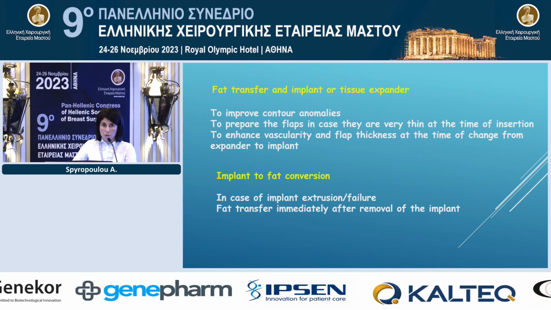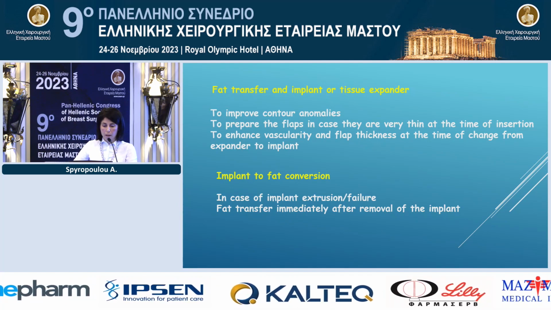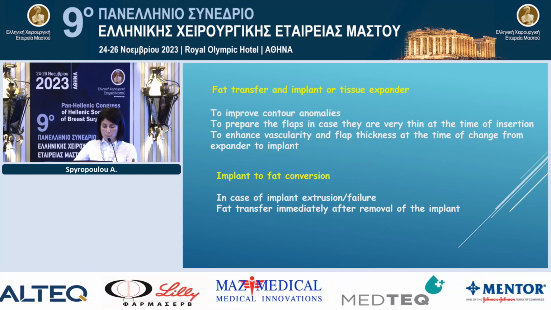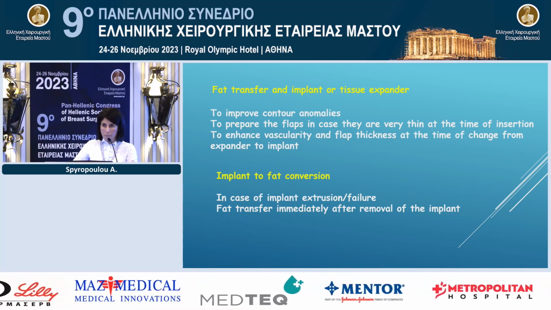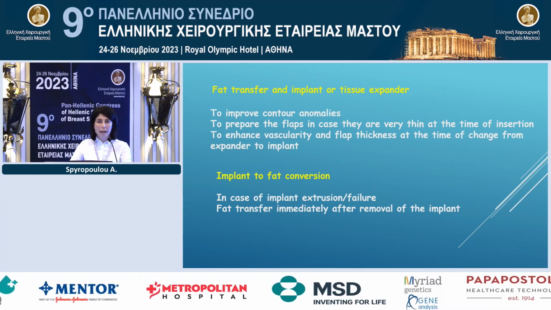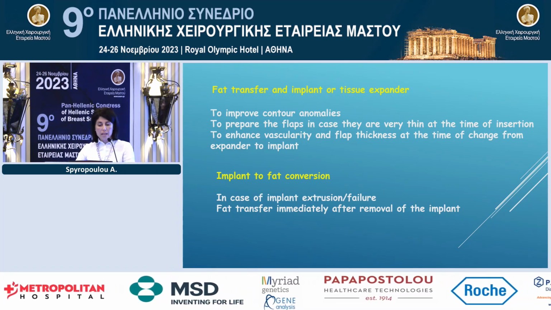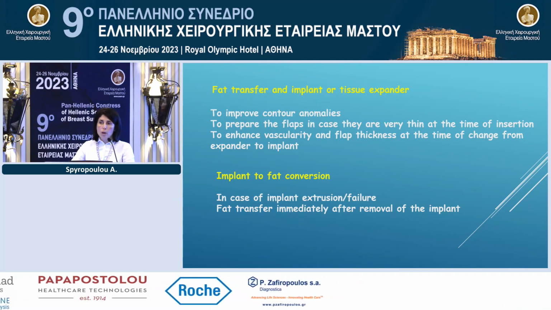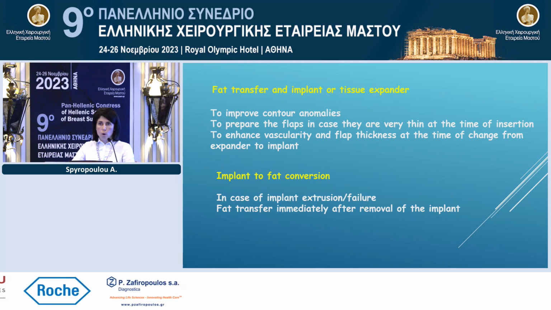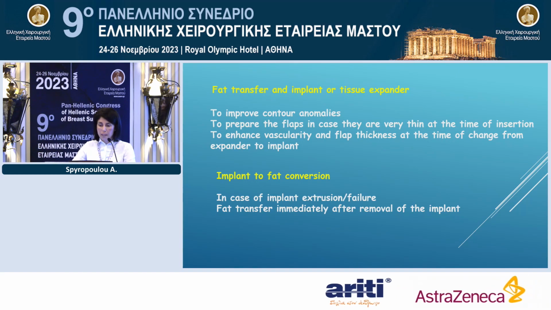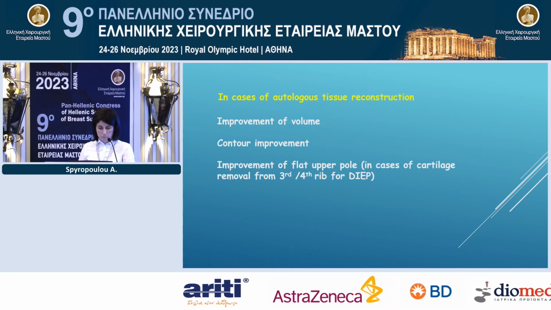Also, you can do fat transfer around an implant or a tissue expander to improve the contour anomalies and to soften the skin before the expansion. You can prepare the flaps in case they are very thin at the time of insertion and to enhance vascularity and thickness at the time of change from expander to implant. When we remove the expander and we want to convert to fat, in case there is an extrusion, for example, we have to place the fat immediately after removal of the implant.